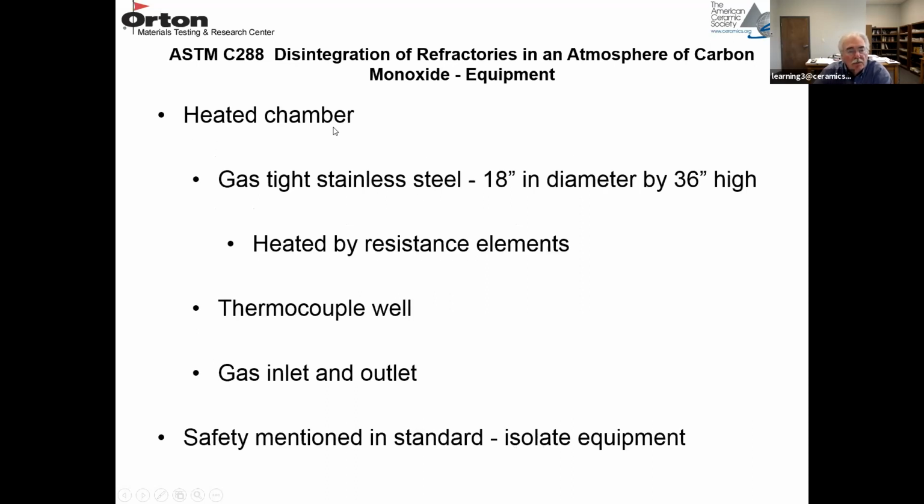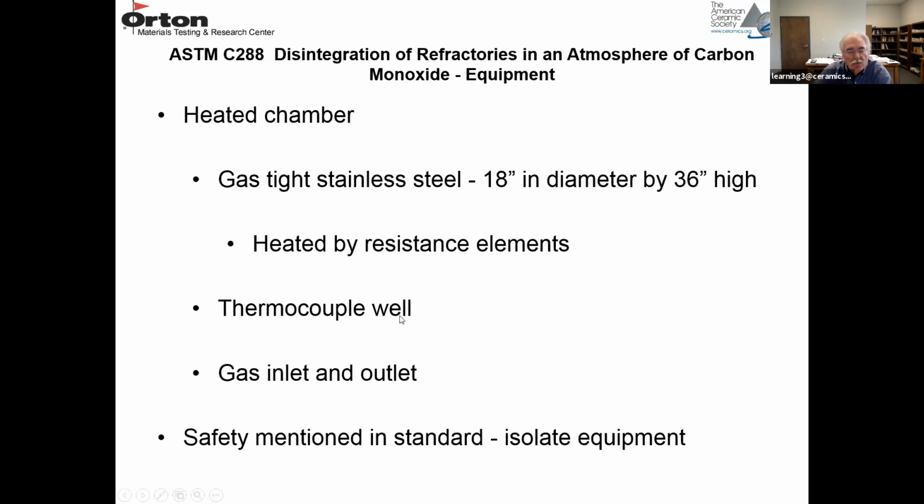So you need some type of heated chamber. It has to be gas tight, and the test is not run at a high temperature, so you use a stainless steel shell. Typical dimensions would be about 18 inches in diameter and 36 inches tall. So you can put in quite a few samples in this volume. It's heated by resistance elements on the outside of the shell.